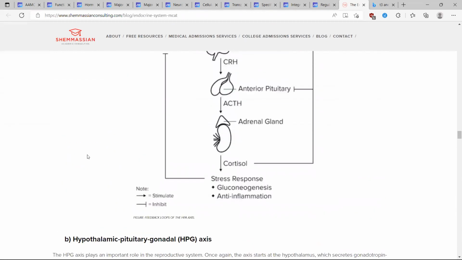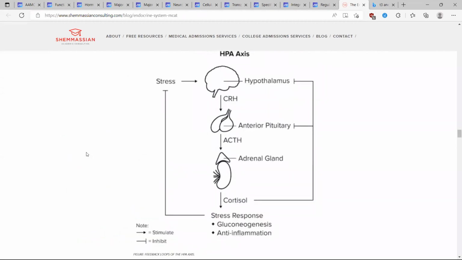Sorry, so stress overrides anything that cortisol stops, right? For example, if the person still has stress, no matter how much cortisol they have, the mechanism is still going to go forward. Yes, good question. The cortisol can inhibit these in a healthy system. But if you're in a really stressful situation, this is going to keep pumping.